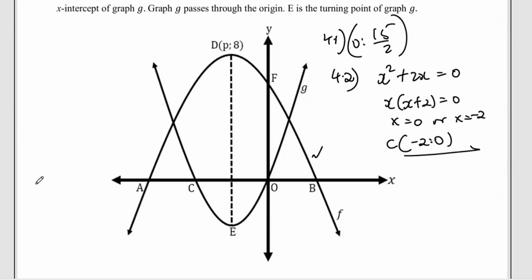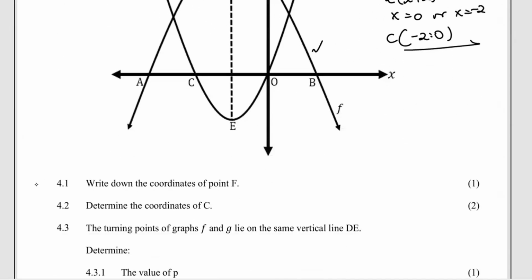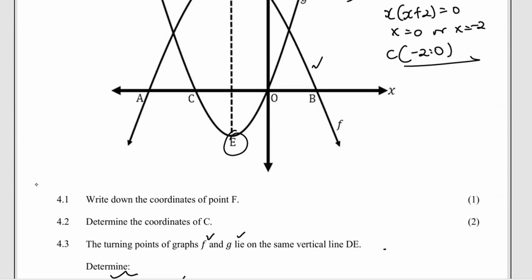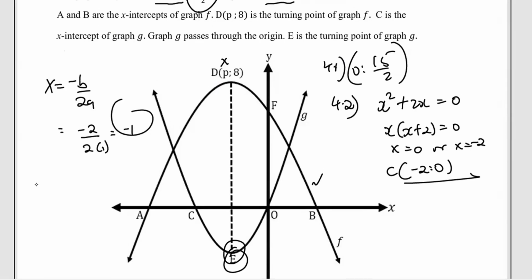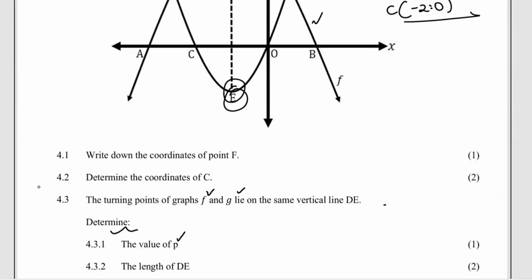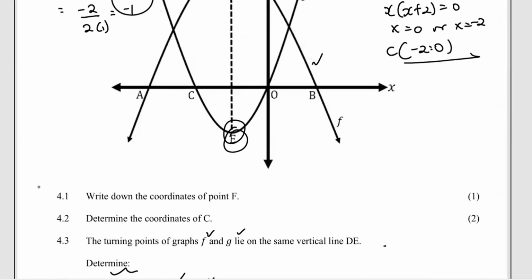Okay. Then 4.3, they want us to get the turning points of F and G lie in the same vertical line. Determine the value of P, the X value. So we know that if they have the same X value, meaning the axis of symmetry of G will be the same as that. So for me to get the axis of symmetry using G is going to be negative B over 2A, which means negative 2 over 2 times 1, which becomes a negative 1. So we know that P is a negative 1. That's what they wanted. And then they want the length DE.